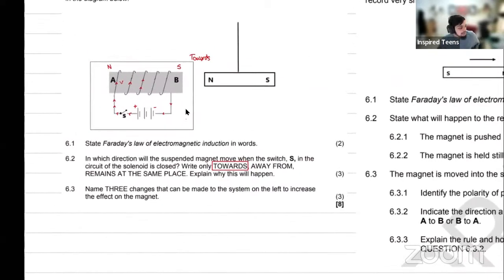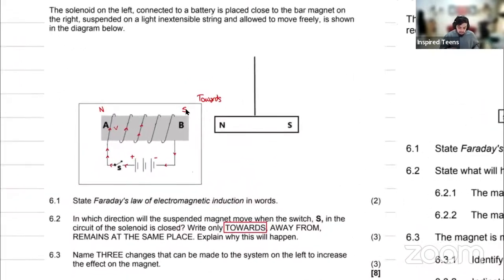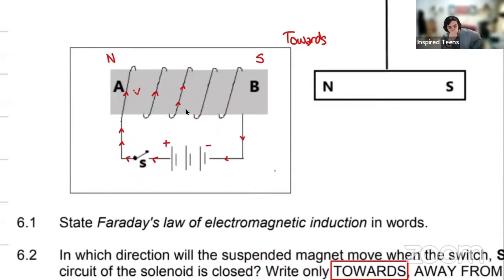Explain why this will happen. So let me just explain what I just did. Firstly, there's current flowing through the solenoid. Current is flowing through the solenoid in such a way, because in this case there's no way to indicate the direction. We can't really say. Maybe we can say anti-clockwise, but it's not really anti-clockwise from the way we're facing it.